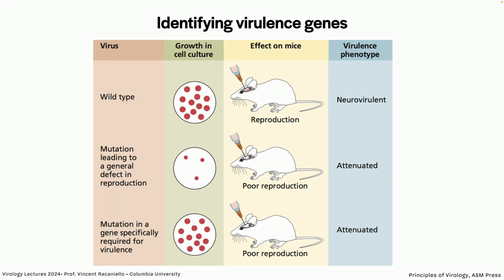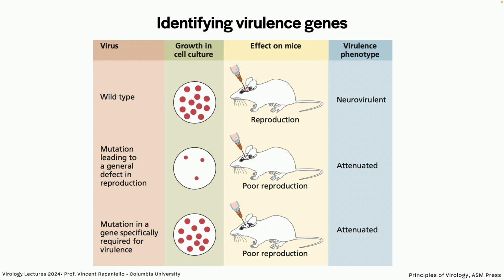We have the wild-type virus, which is the starting virus, and it grows well in cells in culture. These are plaques. You put it in the brain of mice, it multiplies, and it causes disease of the brain, which means it's neurovirulent, right? Neurovirulence is causing disease in the central nervous system.